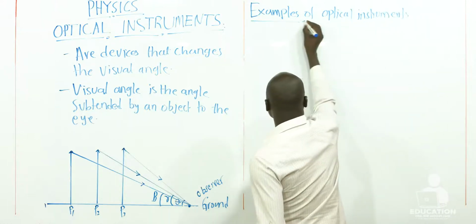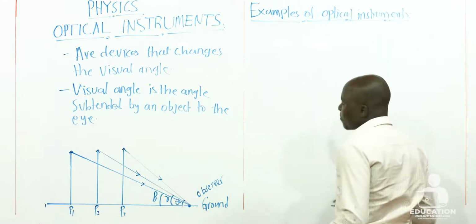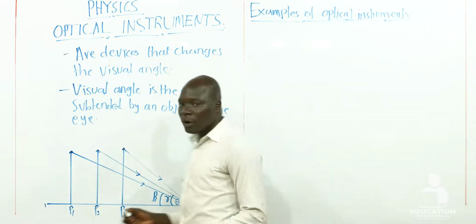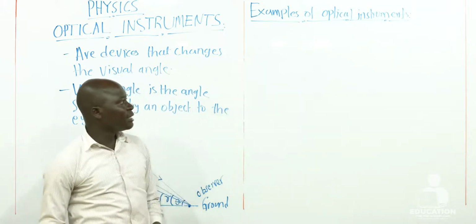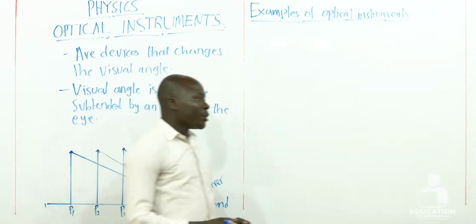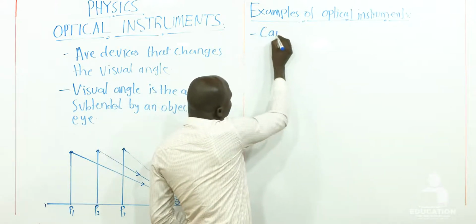What are these instruments that change the visual angle, or what are the examples of these instruments that change the visual angle? So now, the first example that we have is the cameras.